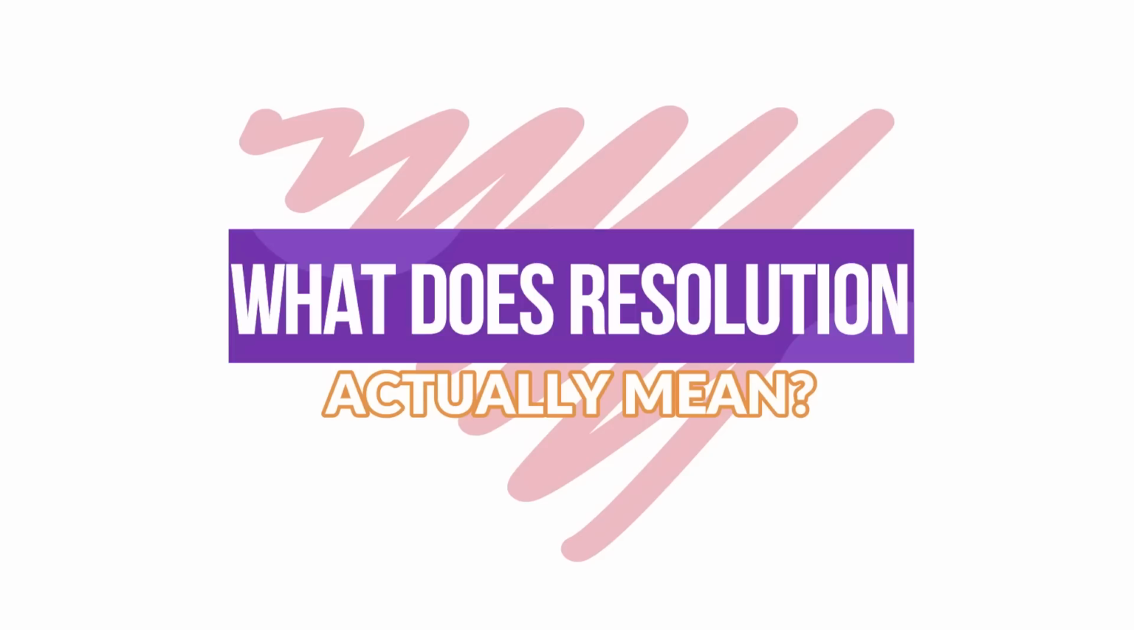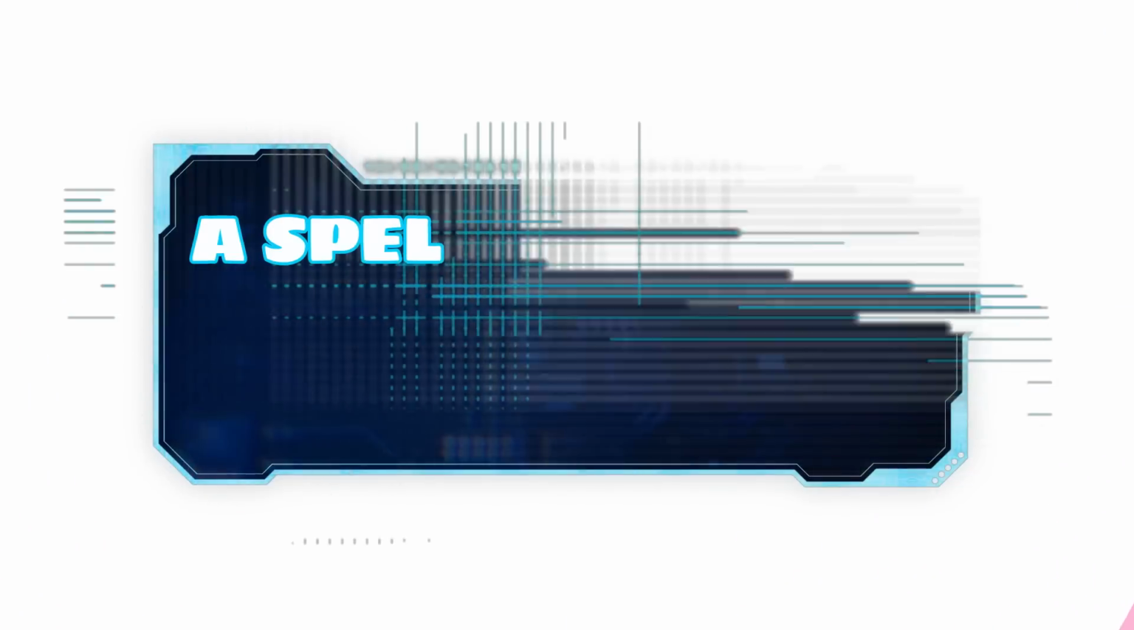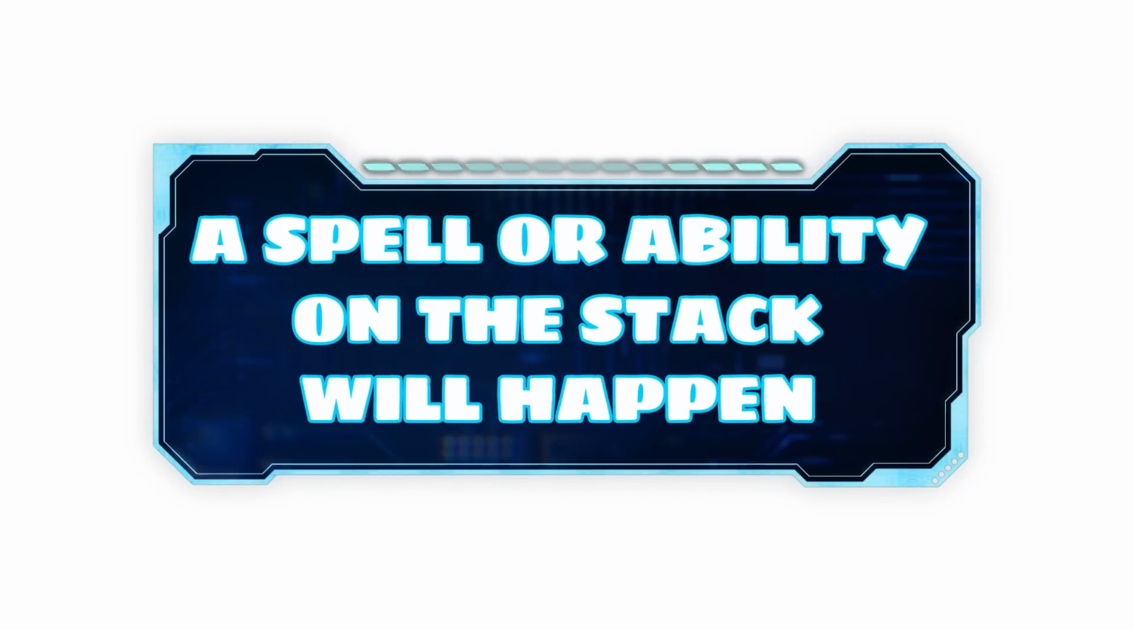If I'm casting a sorcery, that effect will happen. If I'm casting a creature, that creature will enter the battlefield, right? Because that's what happens when a creature spell resolves. Essentially, resolution means anything that is on the stack just happens. If it's a spell or ability, its effect will happen. And if it's a permanent, it will then enter the battlefield. I hope that's clear enough.